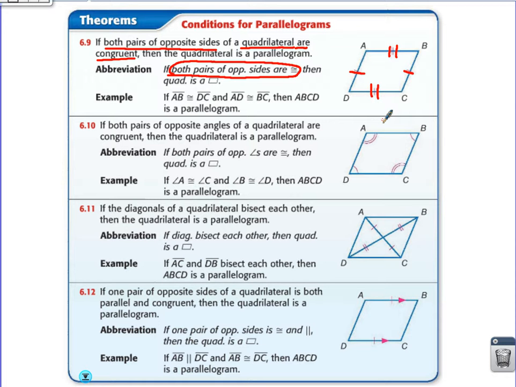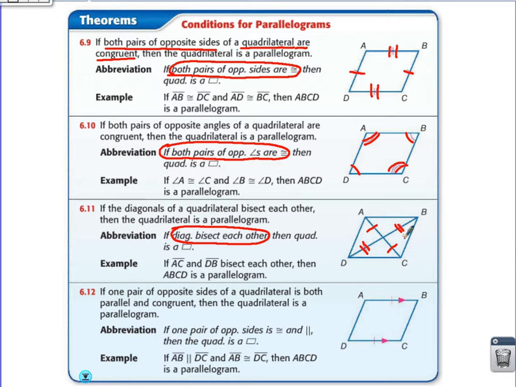The second way to prove it, if both pairs of opposite angles are congruent. If these are congruent and these are congruent, it's a parallelogram. The third way to prove it, if the diagonals bisect each other. BD cuts AC in half. AC cuts BD in half. They have to bisect each other. Not just one bisects one, but they have to bisect each other.